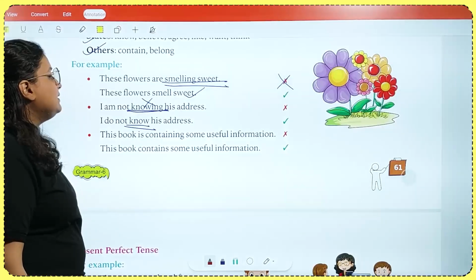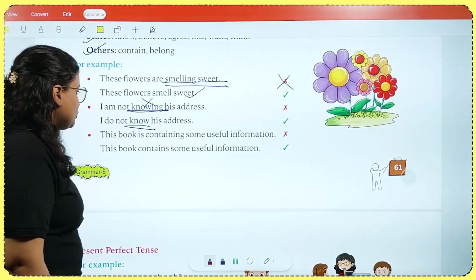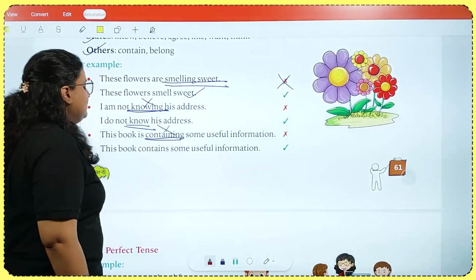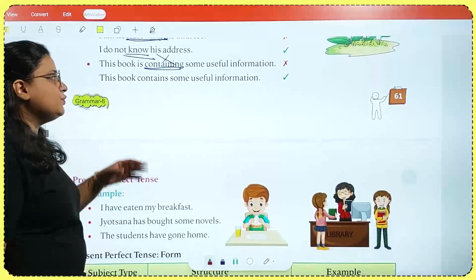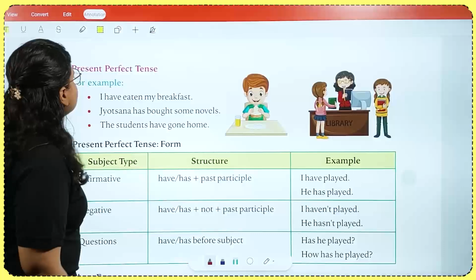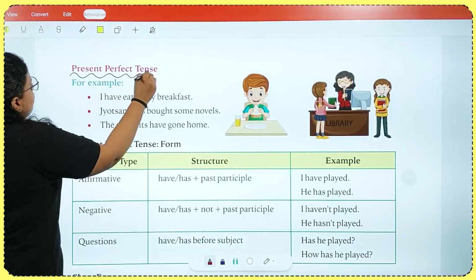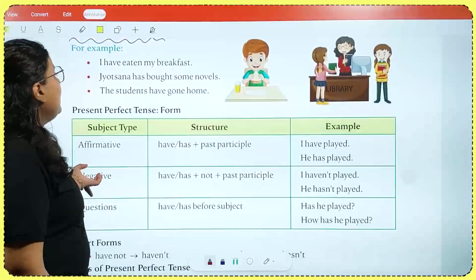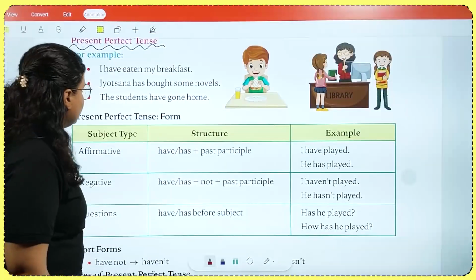This book is containing some useful information. So "you're containing" नहीं होता है. This book contains useful information. Okay. Now we have the last, present perfect tense. Now what is present perfect tense? Example, I have eaten my breakfast.